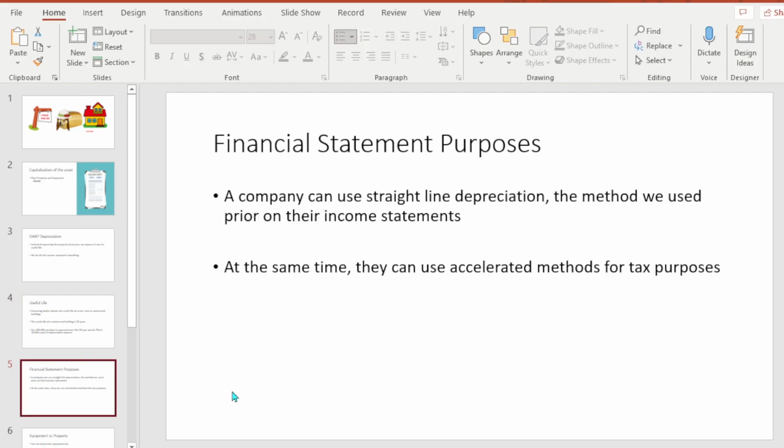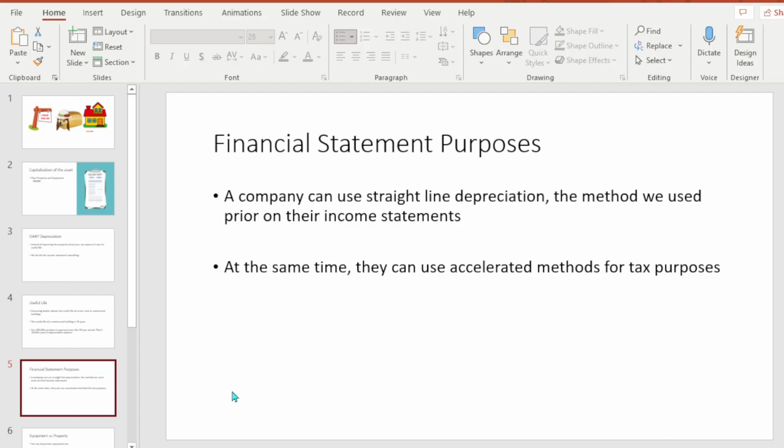Now, for financial statement purposes, a company can use straight line depreciation. And that's basically that method that we just talked about in the previous slide, where we literally just get the cost of the asset and we divide it by the useful life. So that is called straight line depreciation. But companies don't necessarily need to do this for their taxes. So for financial statement purposes, they can use straight line depreciation. And at the same time, for tax purposes, they can utilize an accelerated method of depreciation.